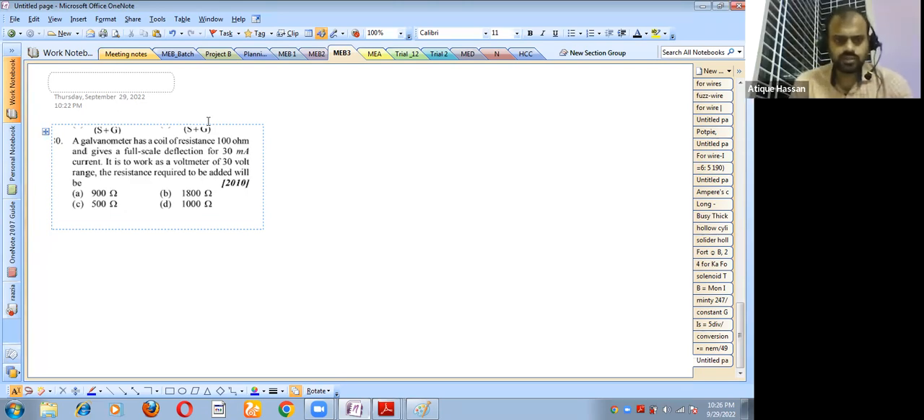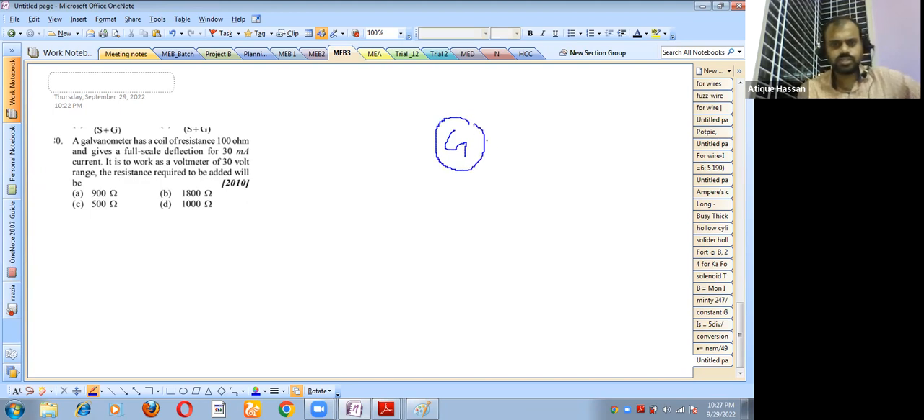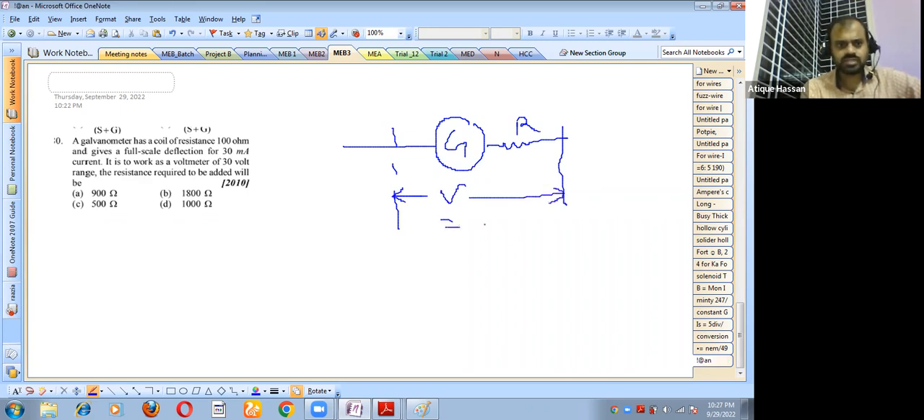So here we have to convert a galvanometer into voltmeter. Not much time left, so let me do it for you. What it says: a galvanometer has a coil of resistance G, and gives a full scale deflection for 30 milliampere current. It is to work as a voltmeter of 30 volt. So we have to convert it into a voltmeter. Let the series resistance be R. Suppose this is voltage V, 30 volt, and IG is given, the full scale deflection current is 30 milliampere.